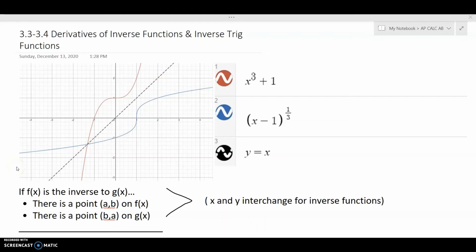Okay, so if g of x is the inverse to f of x, these two things have to be true. There's a point (a, b) on f of x, and there's a point (b, a) on g of x. Now this seems a bit confusing, but I simplified it here. It pretty much means that x and y interchange for inverse functions. So in this case, we have this point right here, which is (1, 0). And on the inverse function, we have the point, but the x's and y's are switched. So right here, we have (0, 1).